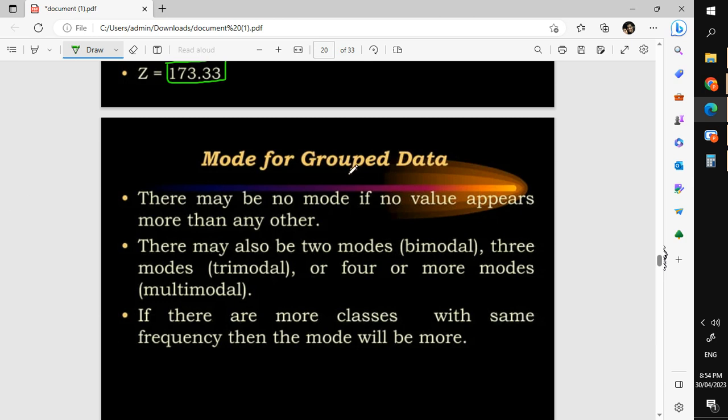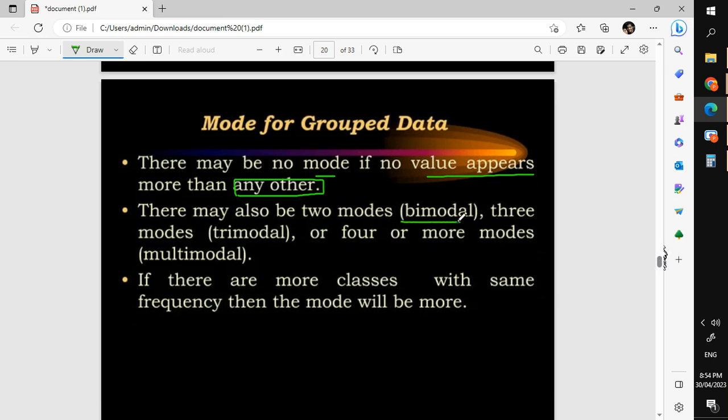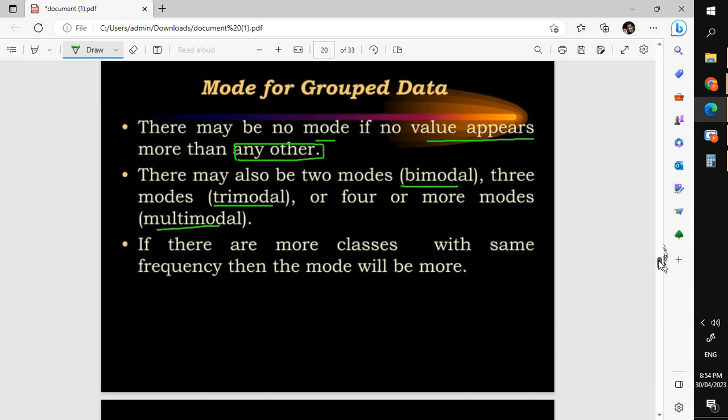Okay, now the mode for group data. There may be no mode if no value appears more than any other. So kung walay magbalik-balik na value, wala tay mode. Pero kung naa tay duha ka mode, it's called bimodal. Kung naa tay tulo ka mode, it's called trimodal. If naa kay four or more modes, then it's called multimodal. If there are more classes with the same frequency, then the mode will be more.